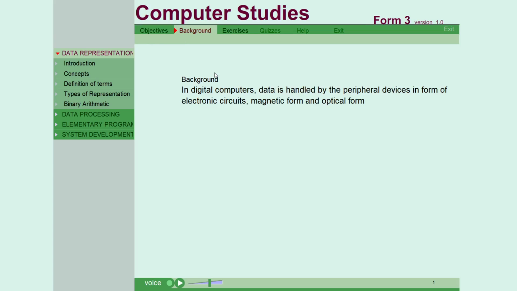In digital computers, data is handled by peripheral devices in form of electronic circuits, magnetic form, and optical form.